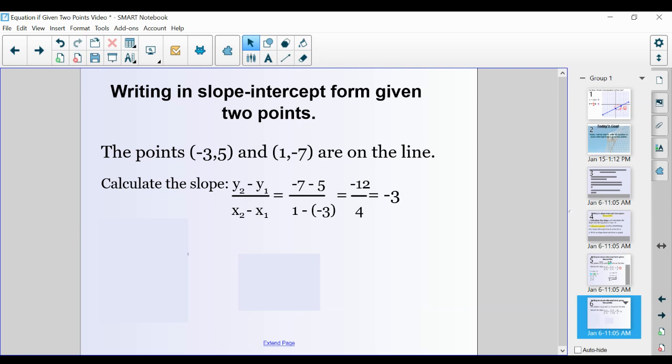We're going to choose a coordinate point, substitute it in, and we're going to calculate that b value. Now, it doesn't matter which coordinate point you chose. You could have used (-3, 5), or you could have used (1, -7). Either way, you should still get the exact same answer. Again, barring we did the algebra properly, and we have been doing this very well. So I have full faith in y'all to do this.